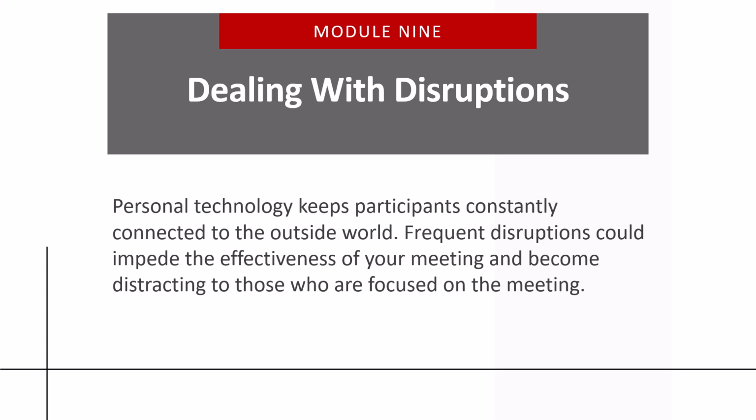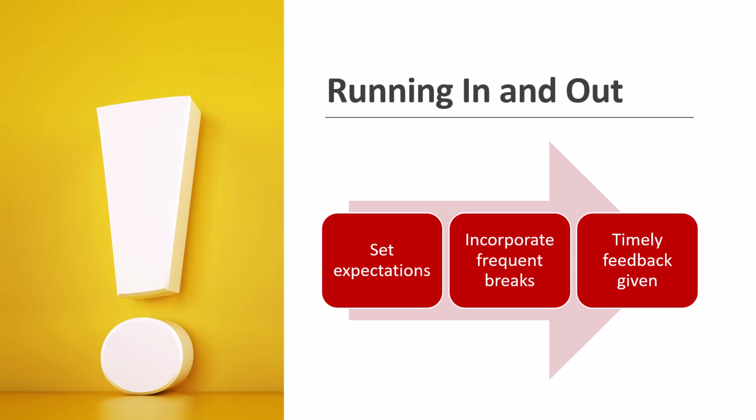In this module, you will learn how to deal with participants constantly running in and out of your meeting, cell phones, off-topic discussions, and conflicts. The goal is to reduce the effect. It is very difficult to avoid these distractions. It is human nature. Let us begin the module with a lesson on how to deal with participants constantly leaving the meeting. Running in and out.